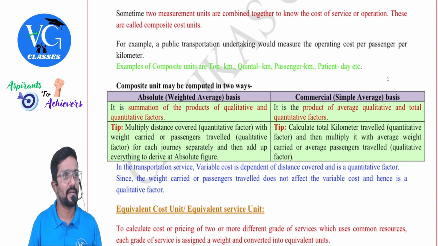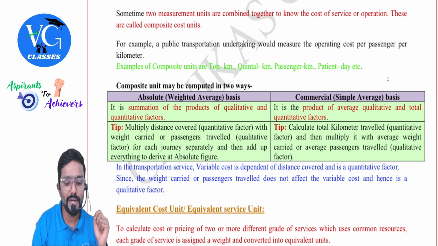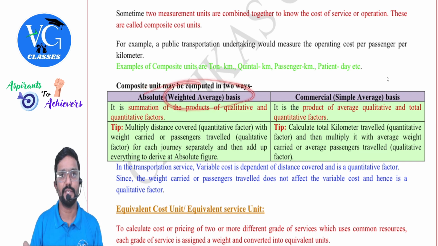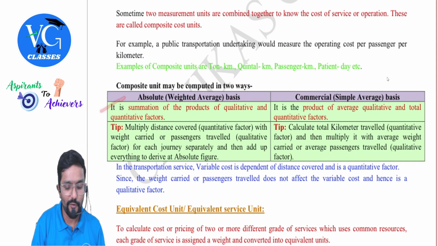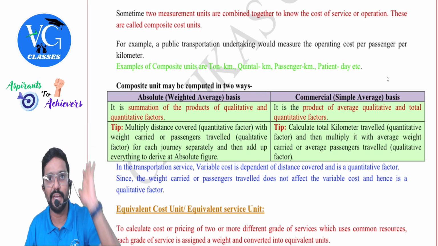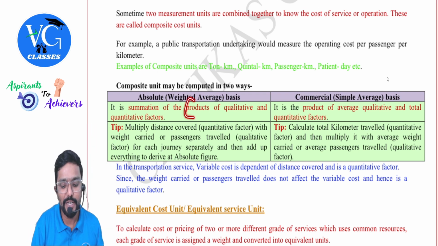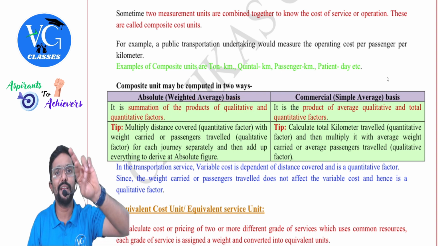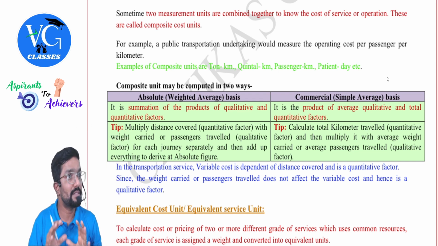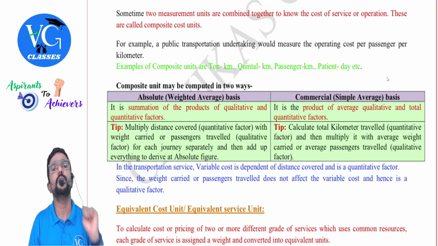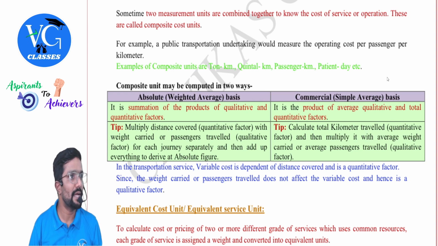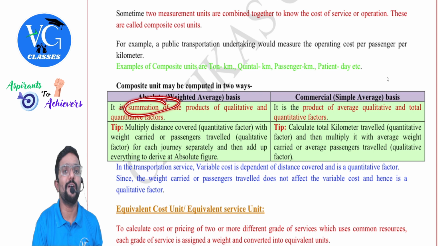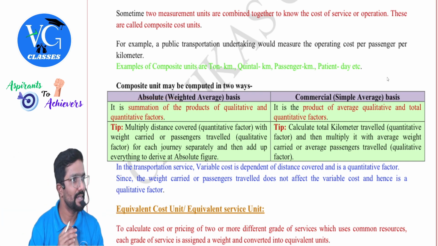Now coming to this. Listen. What is absolute or weighted average basis? It is a summation of products of qualitative and quantitative factor. Let us break that down. First, you need to calculate the product of qualitative and quantitative. That means you have to multiply the quantitative factor with the qualitative factor. Then you need to find the sum of all that, that is the aggregate.